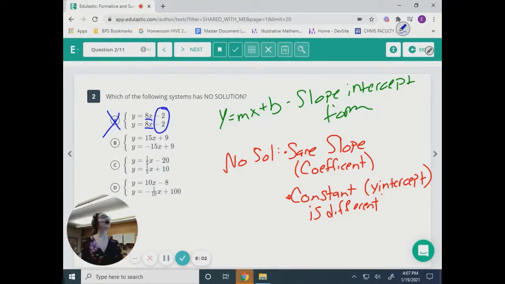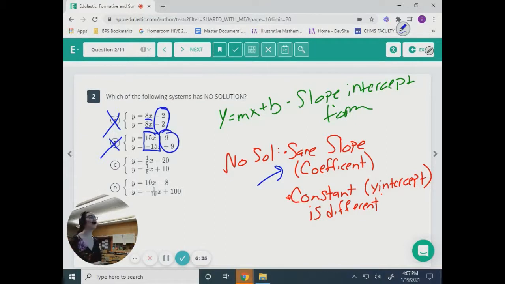Now, if I look at B here, I have the same number for these slopes, but they're not the same slope. Don't get tricked, because one of them is positive and one of them is negative. So this guy is going to have one solution because it has different coefficients, or slopes. Very good. So this one is not going to be our guy either. Don't get tricked. Even though it has these same constants here, it's still going to be one solution because those variables, or our slopes, are different. Good.